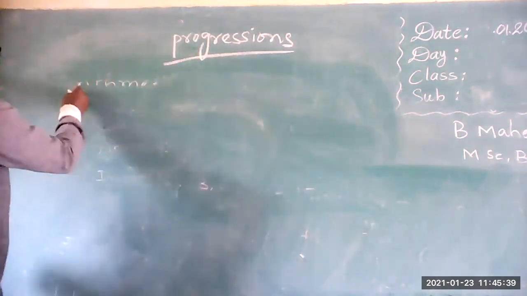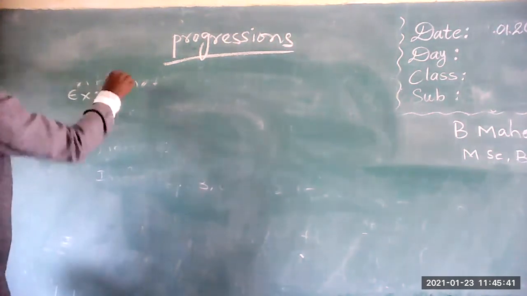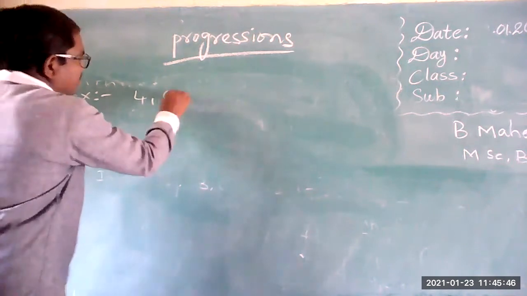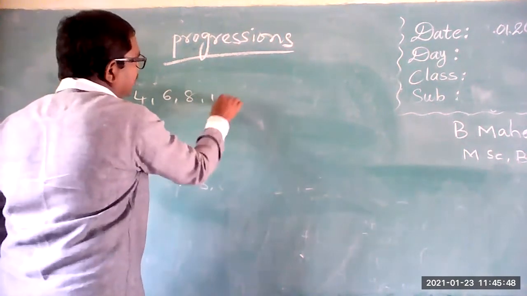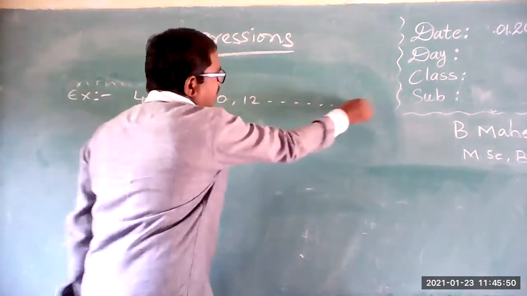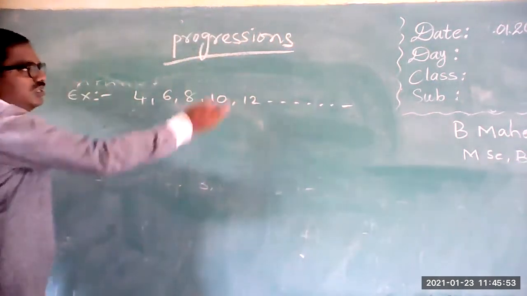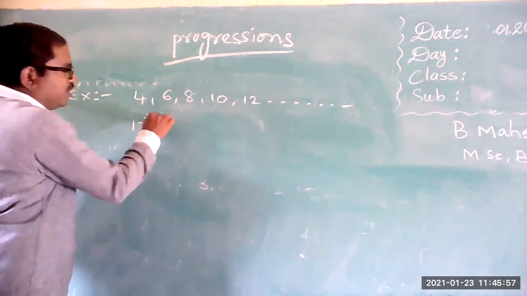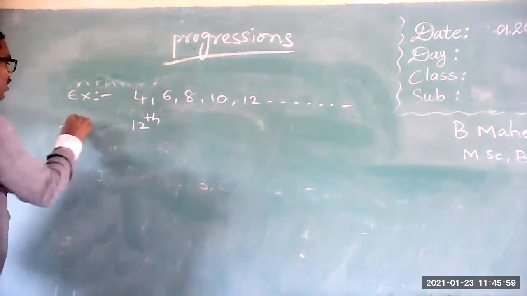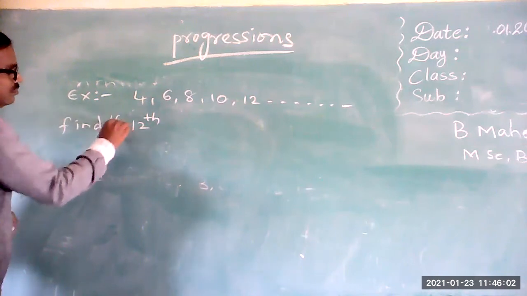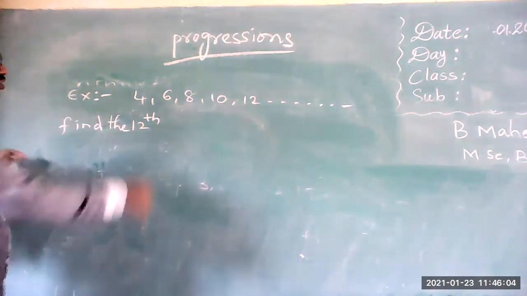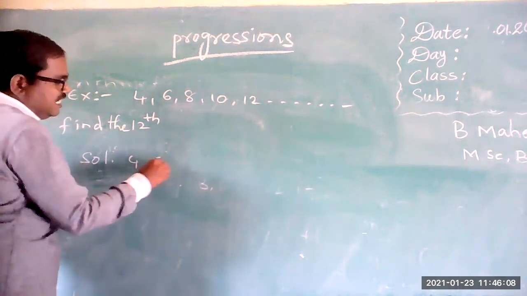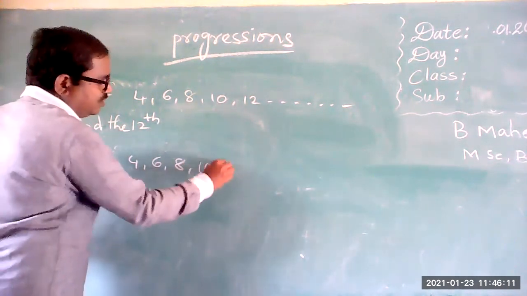For example, arithmetic progression 4, 6, 8, 10, 12. Find the 12th term of the given series. So how to find it? First, write the given series here: 4, 6, 8, 10, 12.